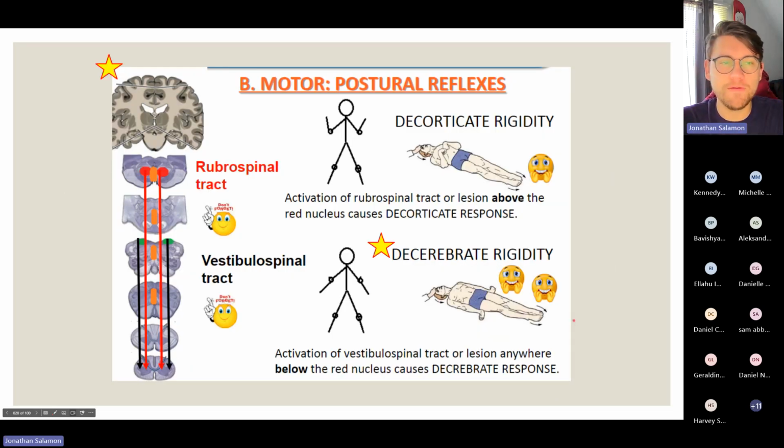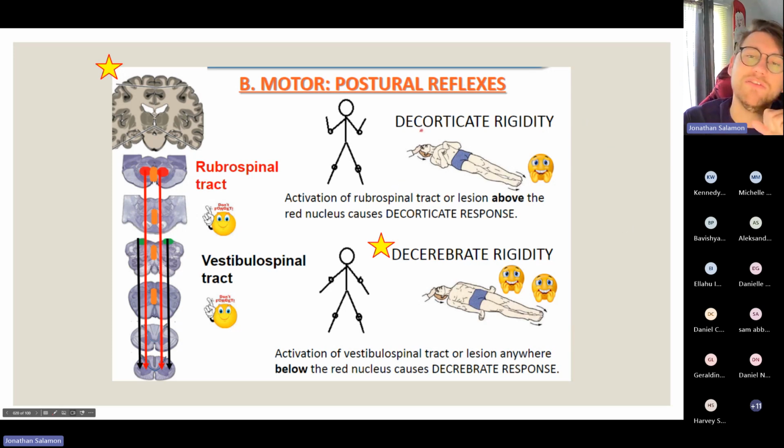This is super duper important. Know that the cortex is above the cerebellum. If you have decorticate rigidity, it means that the lesion is above the red nucleus. If you have decerebrate rigidity, so their arms are down at their sides, pointing towards the ground, you have damage below the red nucleus. Almost guarantee you'll have a question about this.